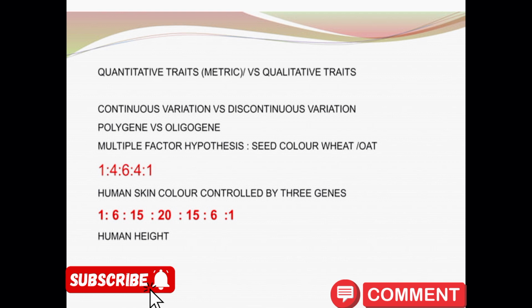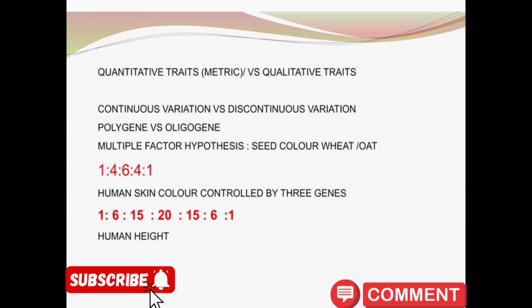Continuous variation versus discontinuous variation. As we know, in continuous variation, for example human skin color, from dark negro color to fair color, a large number of intermediate colors are present. So this is known as continuous variation. And in discontinuous variation, for example tall and dwarf, no intermediate height is present. So we can say that this is discontinuous variation.